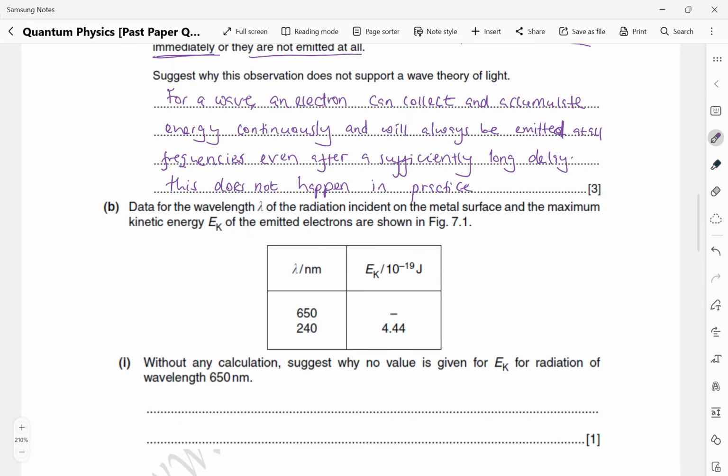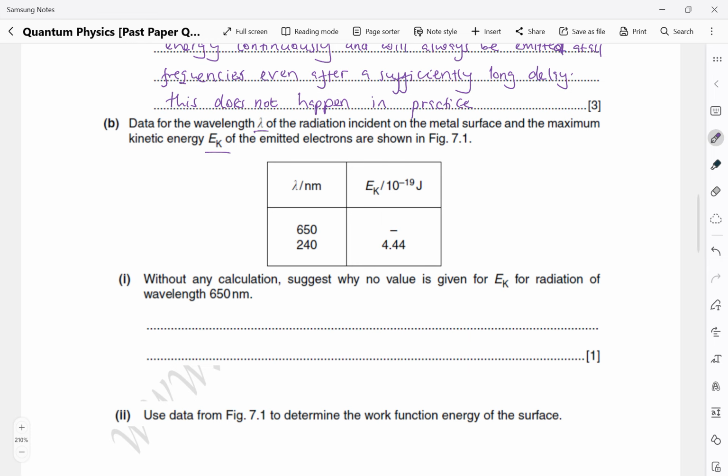Data for the wavelength lambda of the radiation incident on the metal surface and the maximum kinetic energy E_k of the emitted electrons are shown below. Without any calculation, suggest why no value is given for E_k for radiation of wavelength 650 nanometers. So for a wavelength of 650 nanometers, there's no value given for kinetic energy.